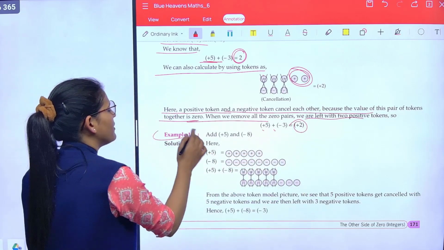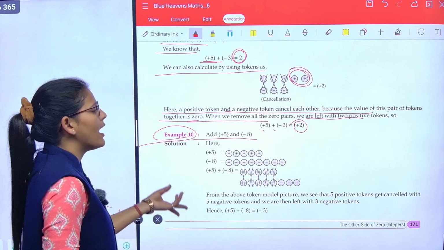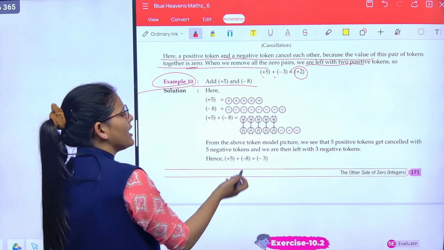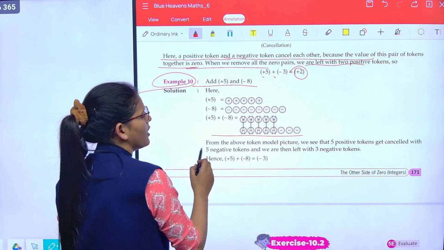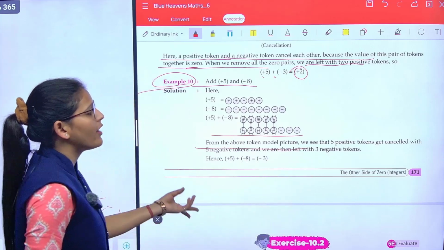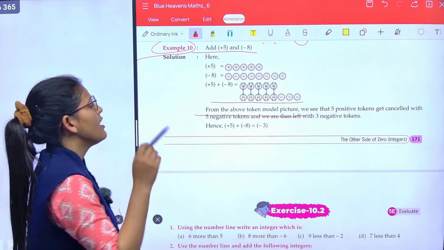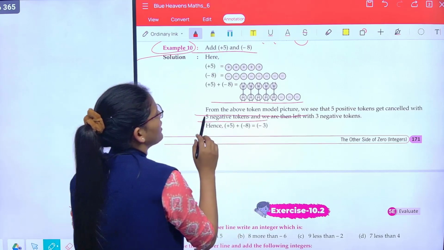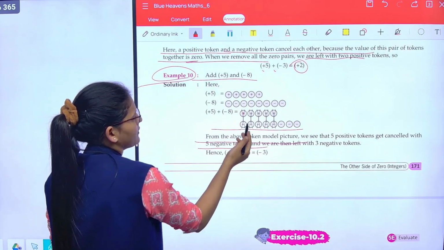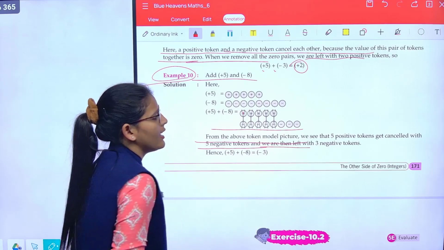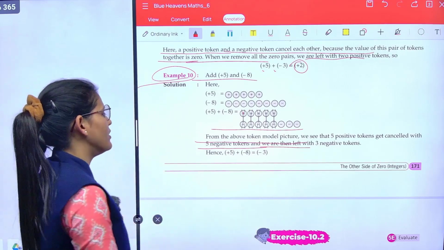Now come on to example number 10. Add plus 5 and minus 8. So class, again we will do it by the cancellation method. From the above token model picture, we see that 5 positive tokens get cancelled with 5 negative tokens. You can see here. And we are then left with 3 negative tokens, this minus.